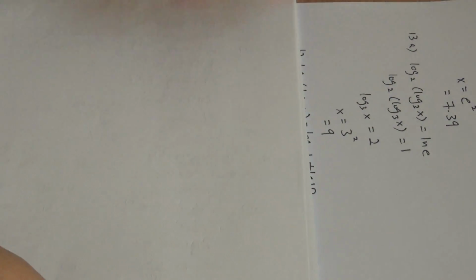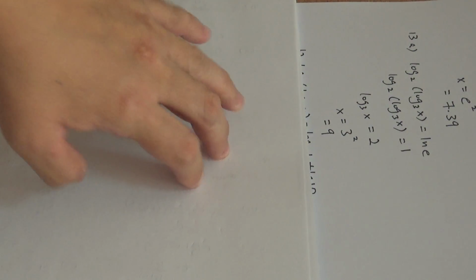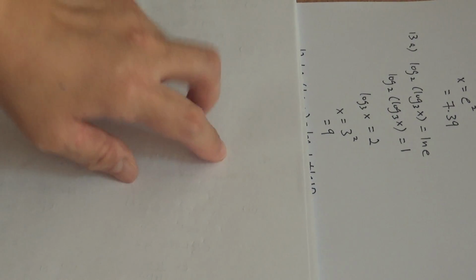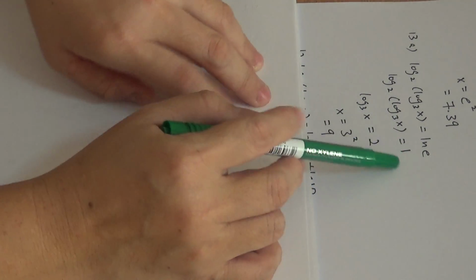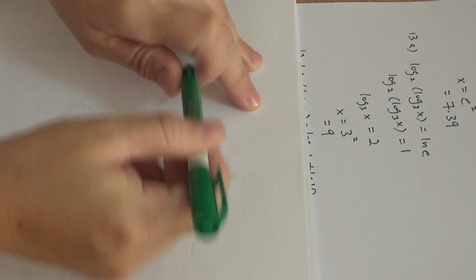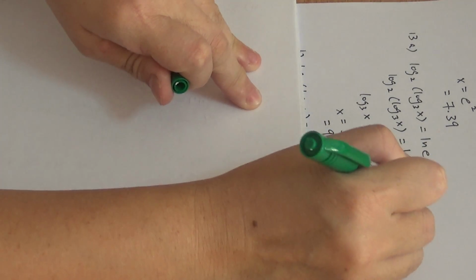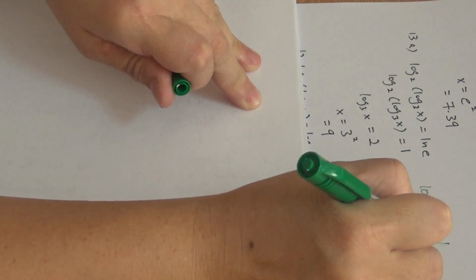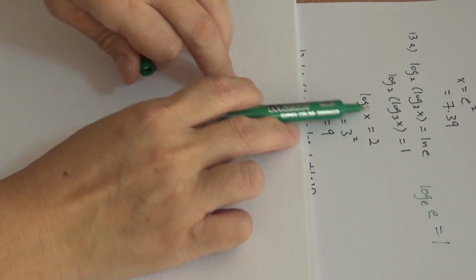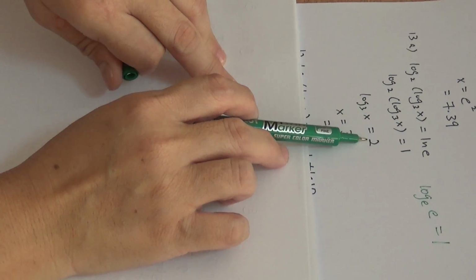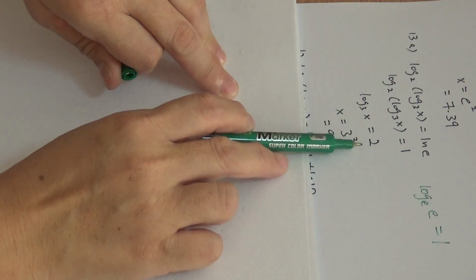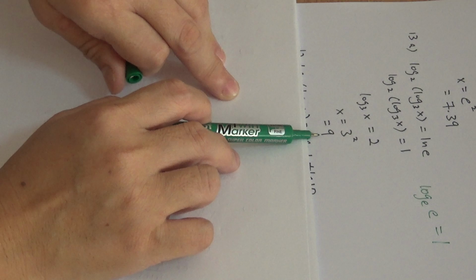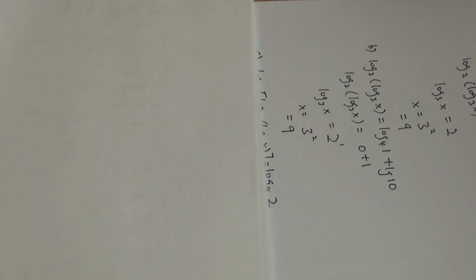I'm moving on to question 13a. Alright, I want you to take note here. Now, ln e is 1. Why is it 1? Because it's log base e of e. Log base e of e is 1. So, I write it in terms of index form. 2 to the power of 1 is 2. I get the answer as 9. Okay, now next, 13b.